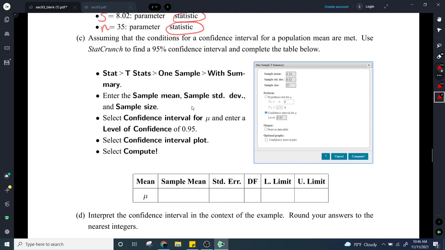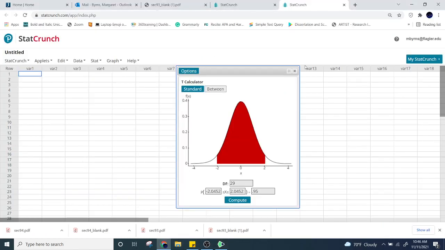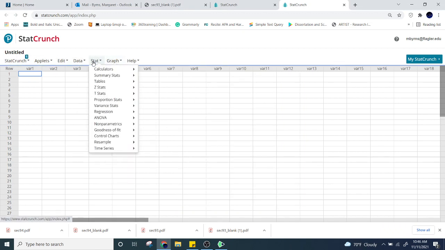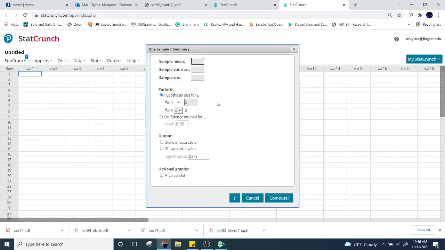Please remember these directions are here when you're ready to do this in the assignment. We're going to go to Stat, then T-Stats this time instead of proportion, then one sample with summary. So you're going to put in your sample mean, your sample standard deviation, and your sample size. By putting in your sample size, that accounts for the degrees of freedom, and that's going to get us that t-star value. StatCrunch will take care of that t-star value for us.